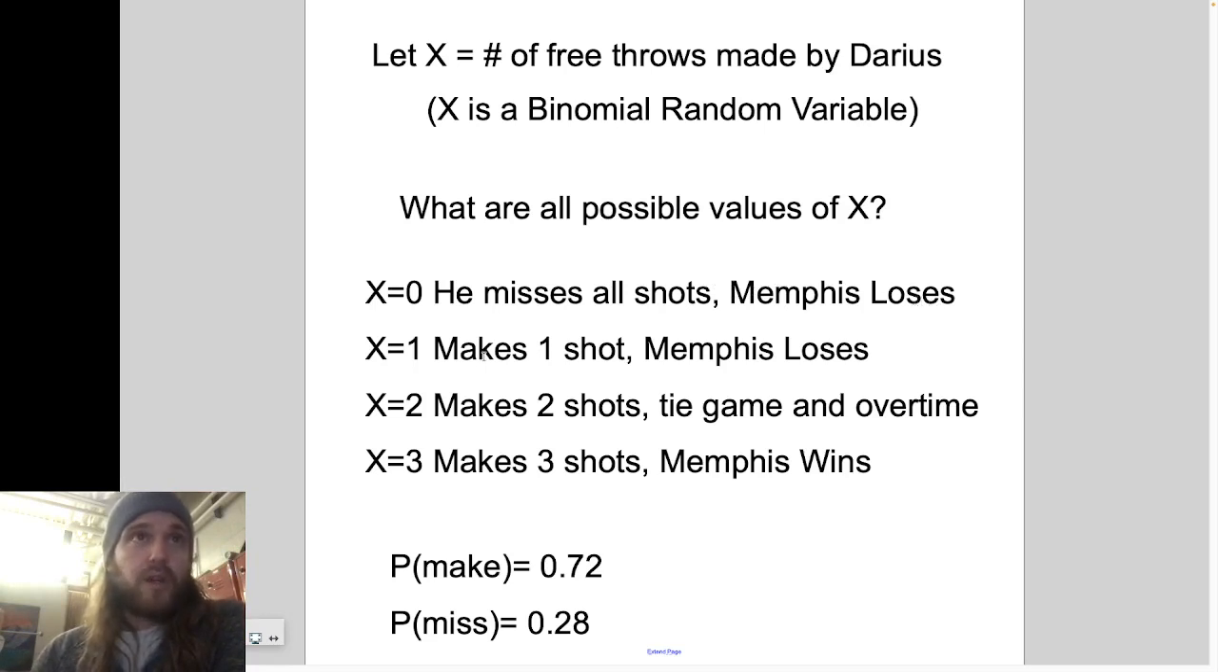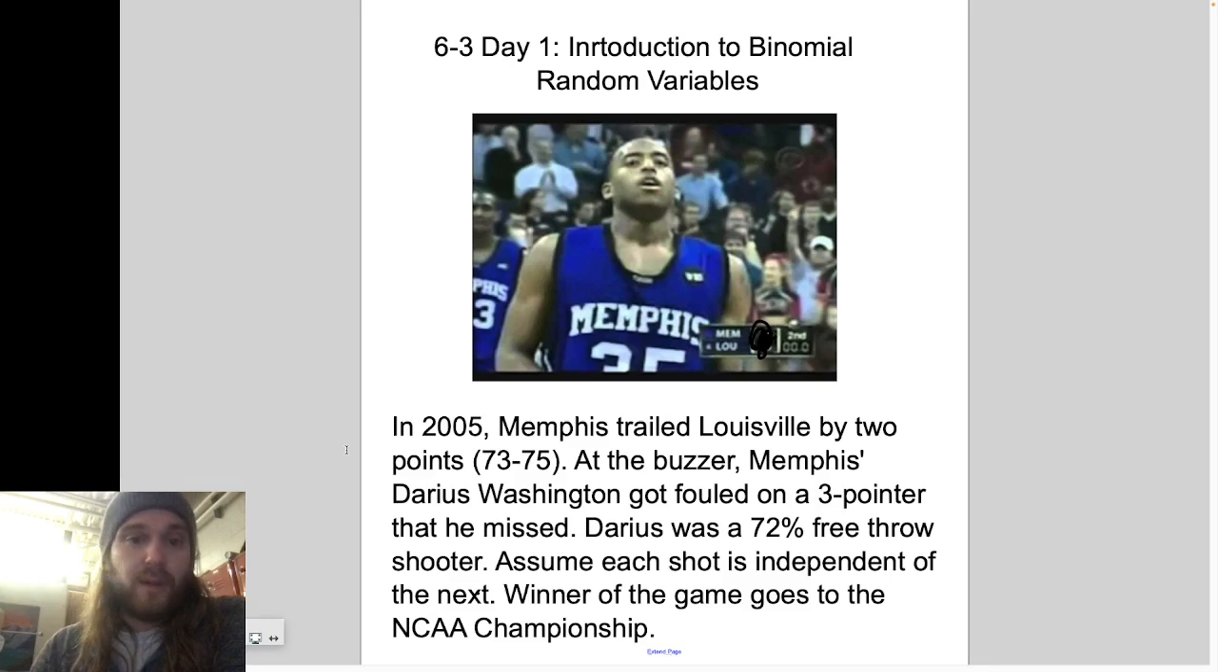He can make 1 shot, which would bring the score to 74-75, and then Memphis would lose. He could make 2 shots, which would bring the score to 75-75, and then it would be a tie game, and then they could go into overtime and have the chance to win. Or he can make all 3, and if he makes all 3, the game is over, Memphis wins, and they go on to the NCAA championship.